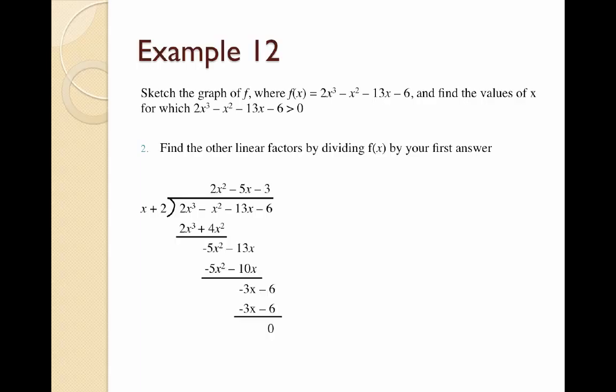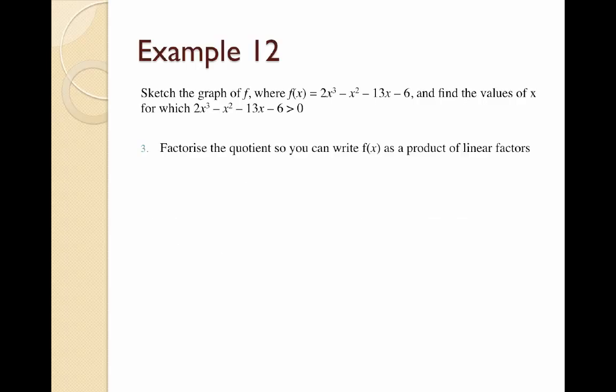Going through all the steps, I work out that my quotient is going to be 2x squared minus 5x minus 3. And if I multiply those two together, I will get my function. What I'm going to have to do now is factorize that quotient in order to write it out as a product of linear factors. So 2x squared minus 5x minus 3 can be written as 2x plus 1 and x minus 3. And you can do that using the cross method.